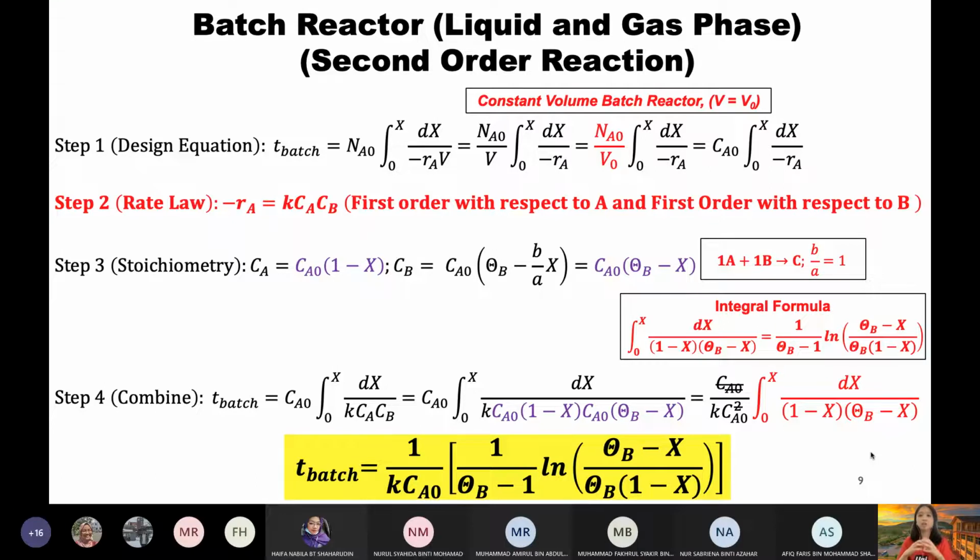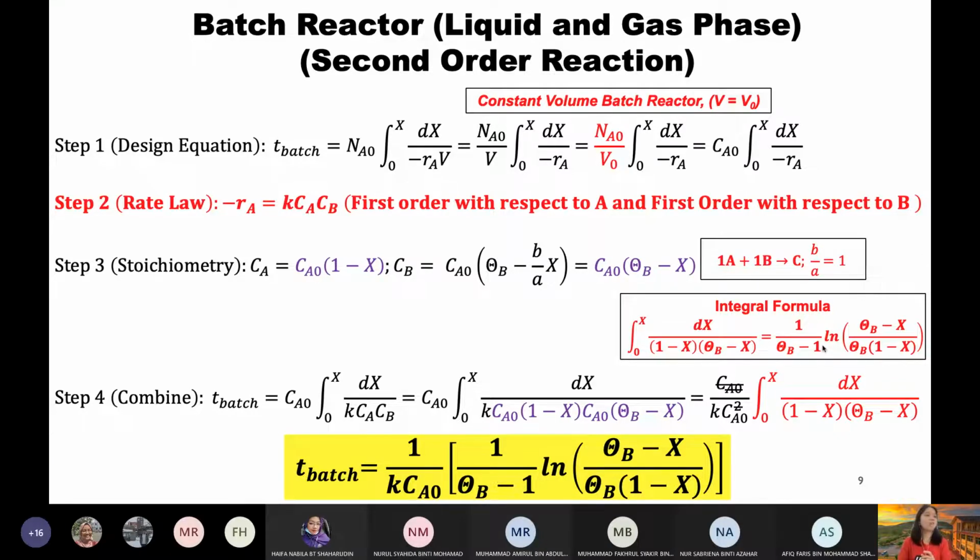Sebab kita dah ada special formula untuk address pengamiran ni. Means, if kamu dah ada pengamiran 0 to X, dx per 1 minus X bracket, theta B minus X bracket, untuk formula ini dah ada penyelesaian dia. Sebab tu saya tak bawa keluar theta B ataupun saya tak darab, saya tak buka kurungan sebab dah ada penyelesaian dia. So the solution for this integral is given as 1 per theta B minus 1 ln in bracket theta B minus X per theta B in bracket 1 minus X. So kamu tengok for this integral, solution ni dah diberi. So saya just copy sahaja solution ini.